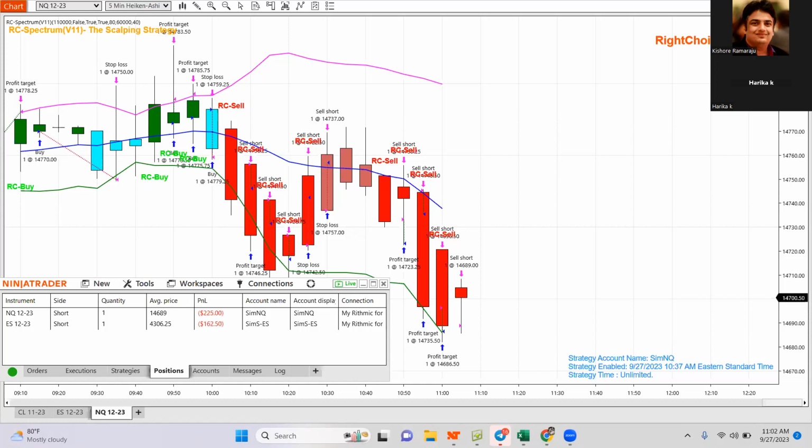You can see, okay, green turned to light green, turned to red. Then you buy the puts. Then if red turns to green, we can buy calls, or you can go with long positions.